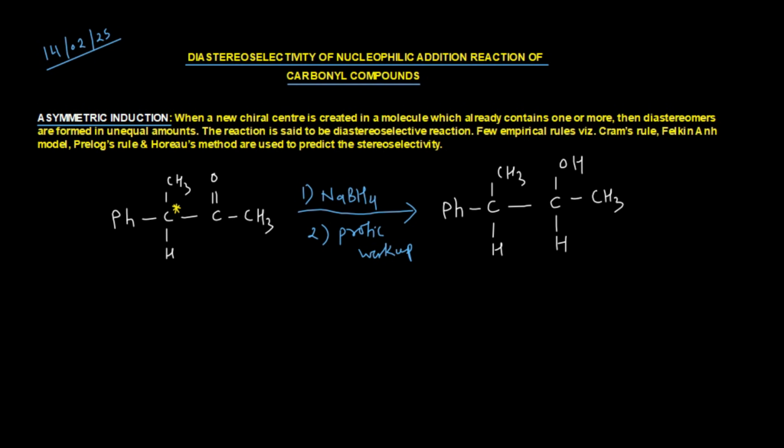So this molecule was already having one chiral center here, and you have produced a new chiral center in the molecule as well. So 2 chiral centers are there. This is called asymmetric induction because you have introduced a new chiral center. So when this happens, not only a single product forms, more than one product is formed, and those products are diastereomers of each other. That's why the reaction is called diastereoselective.